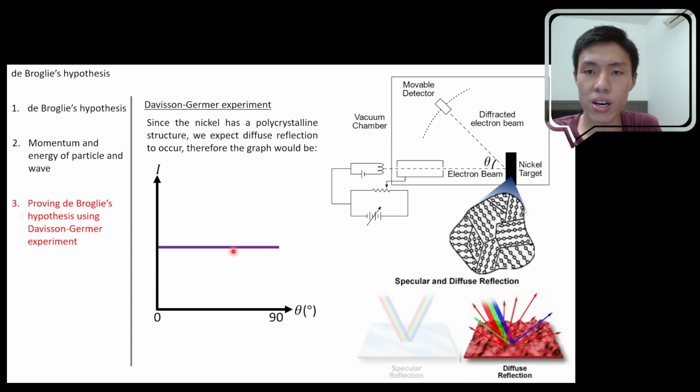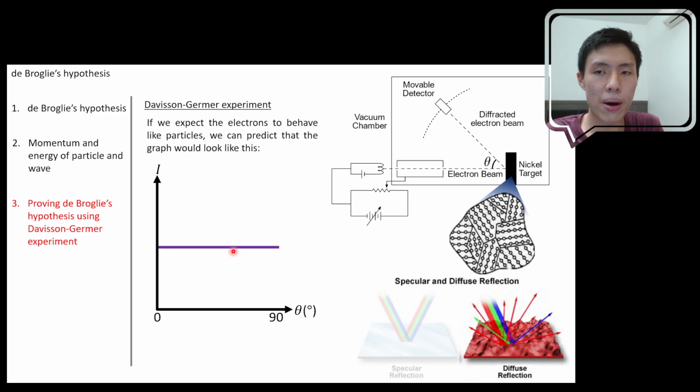Okay, and when they conduct the experiment, I think this is the kind of result that they get as well. Okay, but what happened afterwards is, if we expect the electrons to behave like particles, we can predict the graph will look like this. So if we expect that they bounce off like balls, they bounce off in all directions, right? So in all directions we see a similar number of balls, or similar numbers of electrons.